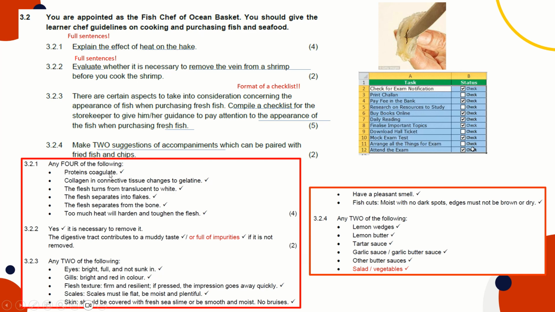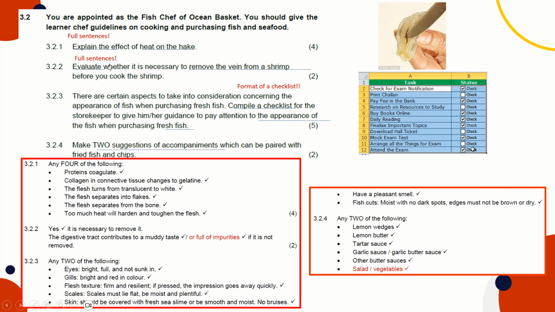The proteins coagulate. In other words, the proteins become cooked and become stiff. Collagen in the connective tissue changes to gelatin. The flesh turns from translucent to white. The flesh separates into flakes, and the flesh also separates from the bone. And if you add too much heat, it will harden and toughen the flesh.